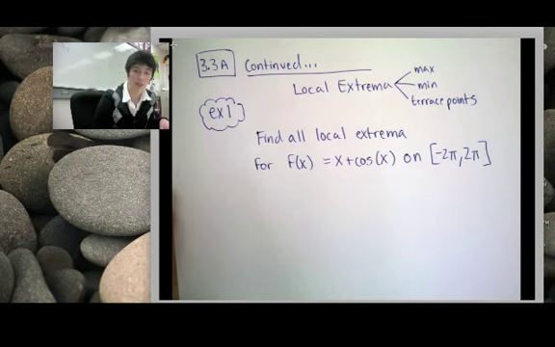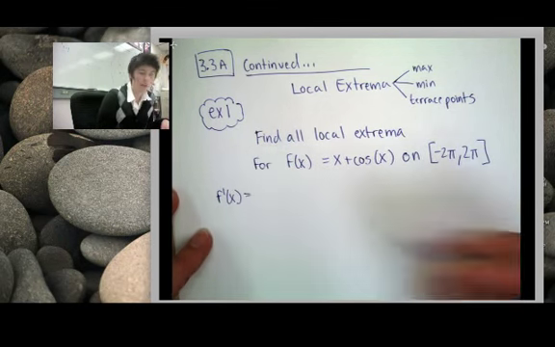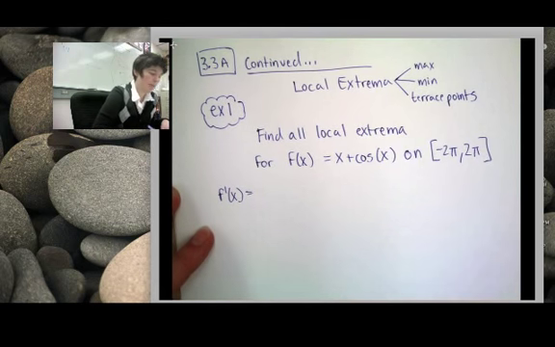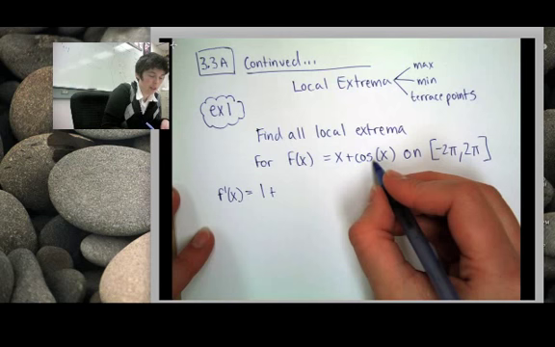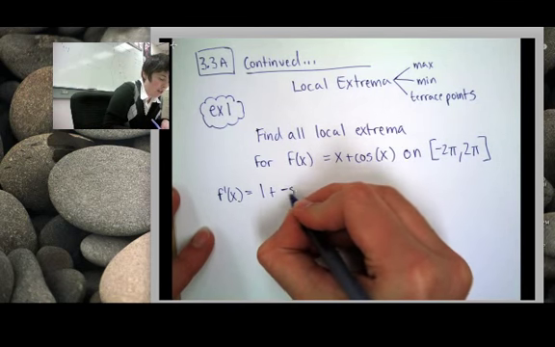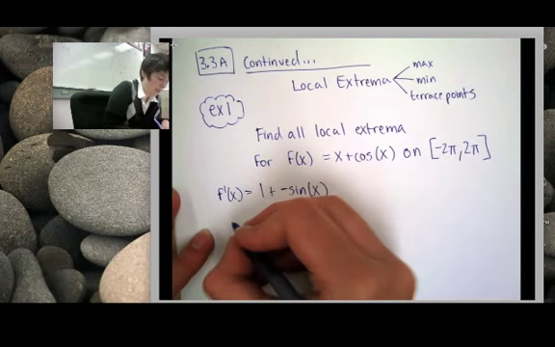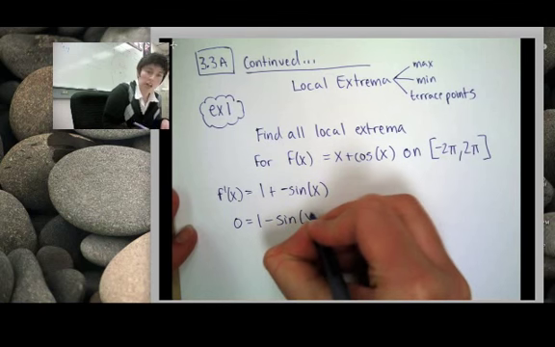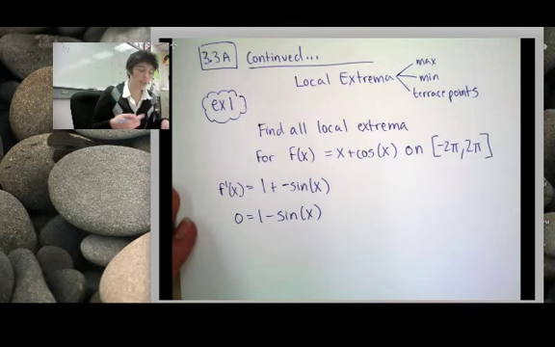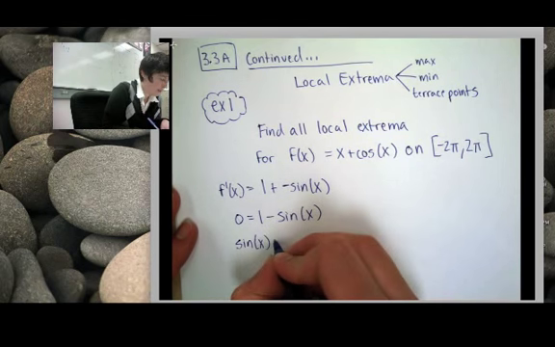I'm going to go through the steps here. I need critical numbers in a sign chart. So I'm going to start by finding the derivative, f prime of x. Alright guys, so what's the derivative of x? 1 plus the derivative of cosine, which is negative sine of x. Let's set it equal to 0 and solve. So 0 equals 1 minus the sine of x. And let's add sine of x to the other side. So when does sine of x equal 1?